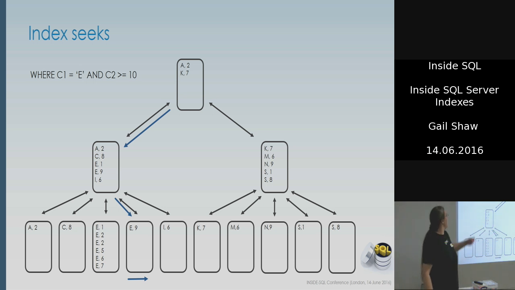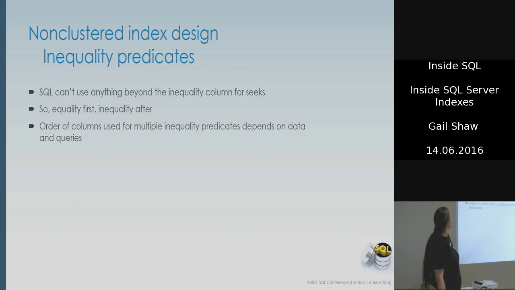Everyone else happy with inequality predicates? I know I'm bouncing backwards and forwards. Who's looked at the missing index DMV recently? You'll notice that you're given the columns as equality, inequality, and include. It's for exactly this reason, because when you're creating an index to support that missing index, it's equality columns first, inequality columns second, includes as includes.